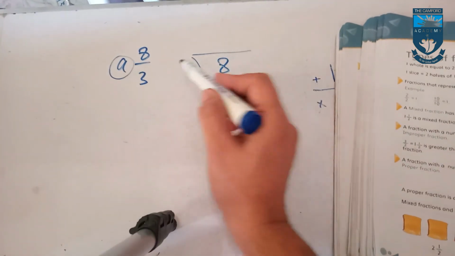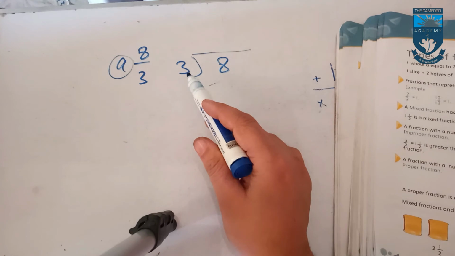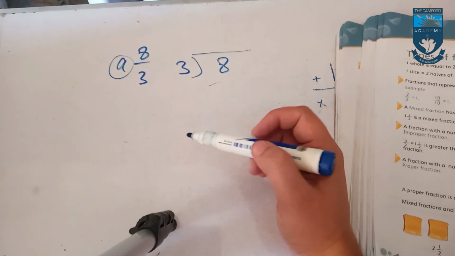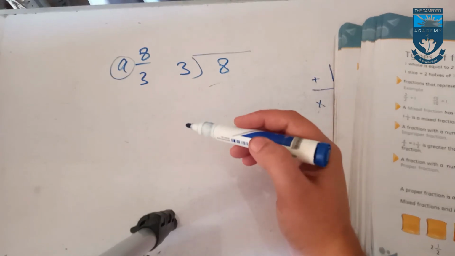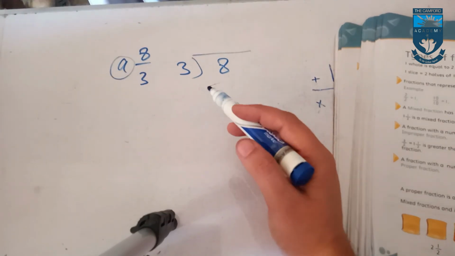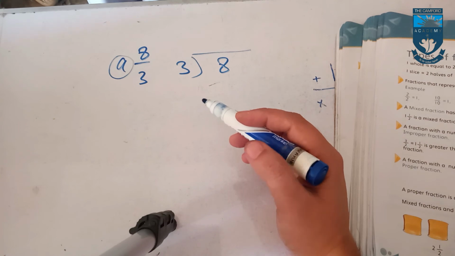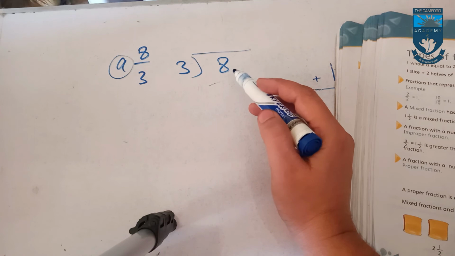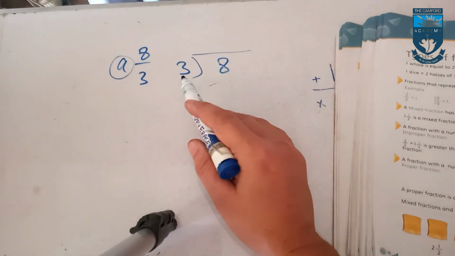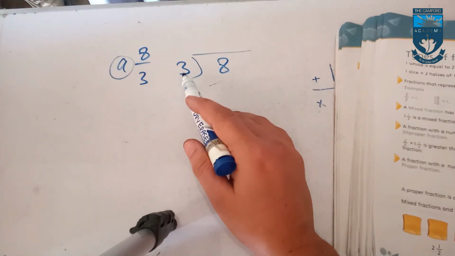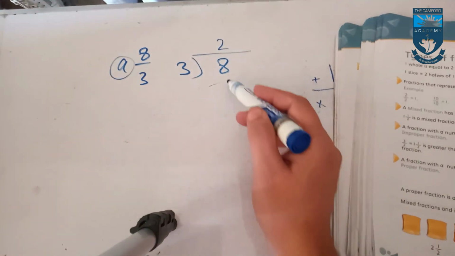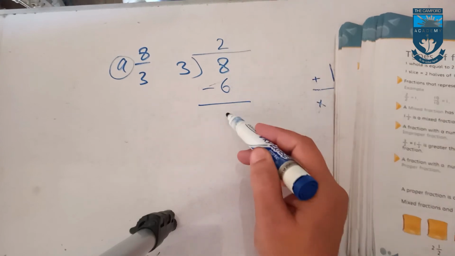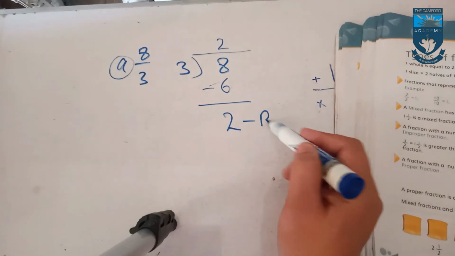So we write 8 over here, 3 over here, and we start to count the table of 3. 3 multiplied by 1 is 3, 3 multiplied by 2 is 6, and 3 multiplied by 3 is 9. So 9 is greater than 8, then we don't have to go further. We stay at 3 multiplied by 2, which is 6. When we subtract 6 from 8, we get 2, and 2 is the remainder.